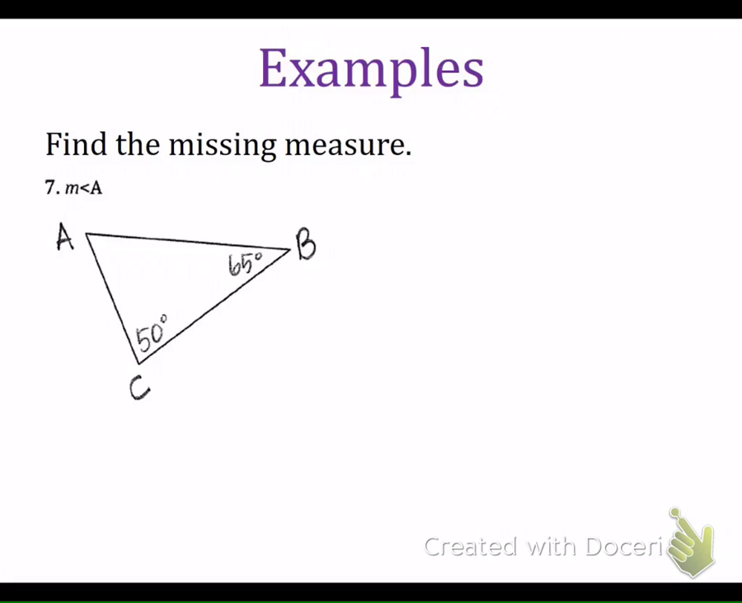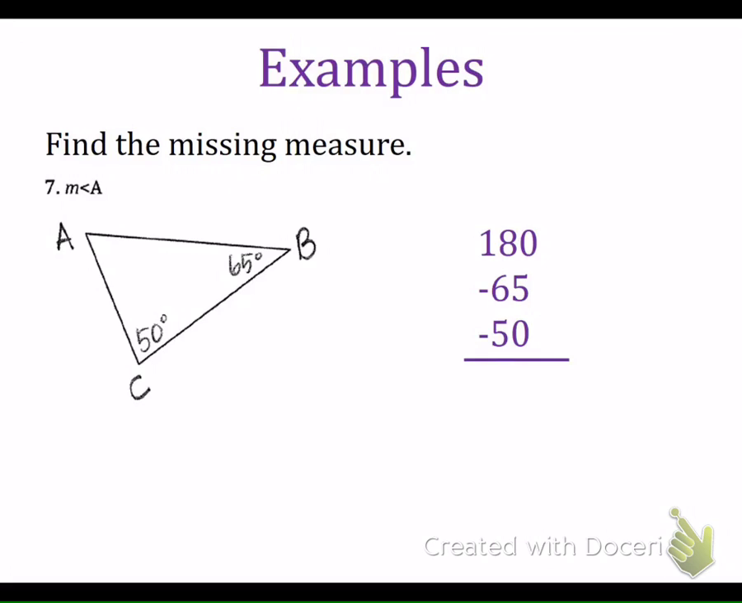All right, so we have a 50-degree angle. We have a 65-degree angle. We're looking for the other one, angle A. 115. How'd you do that? 65 plus 50. If you add 60 and 50, it gets 110 plus 5, 115. Okay, so then what are you going to do? Subtract 115 from 180. Okay, good.